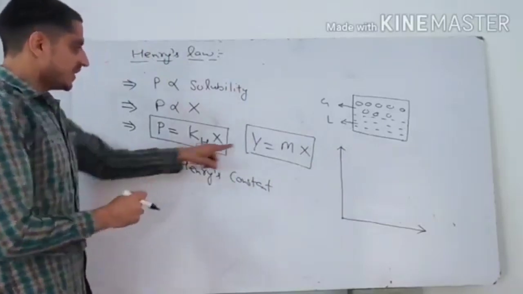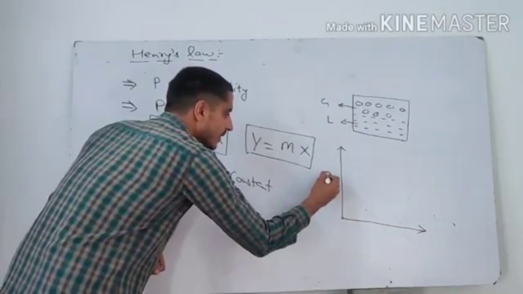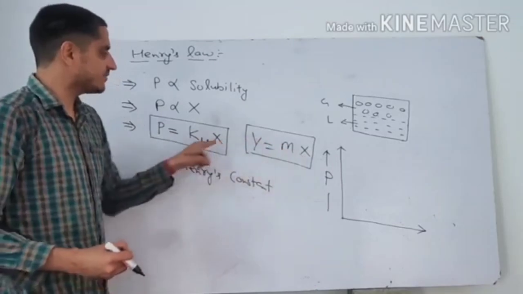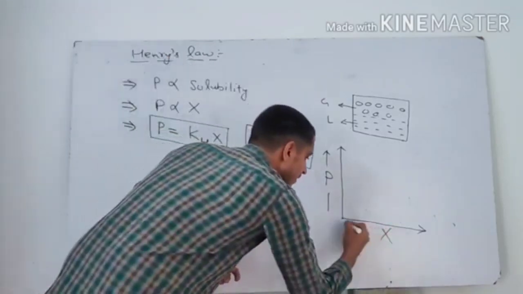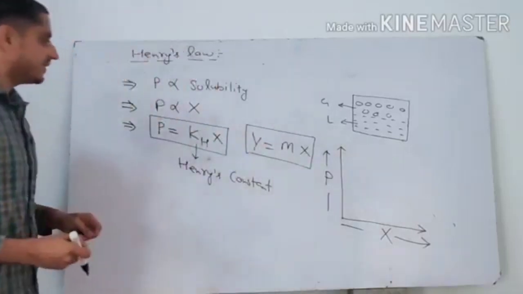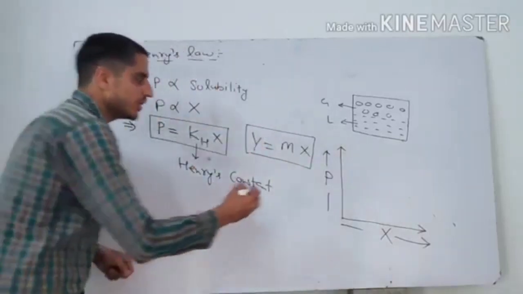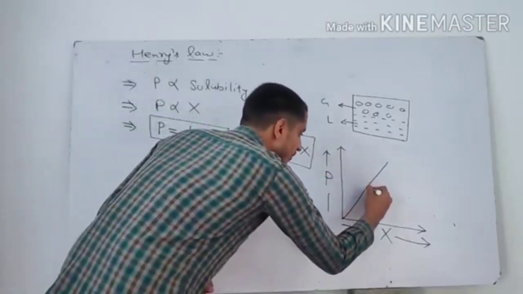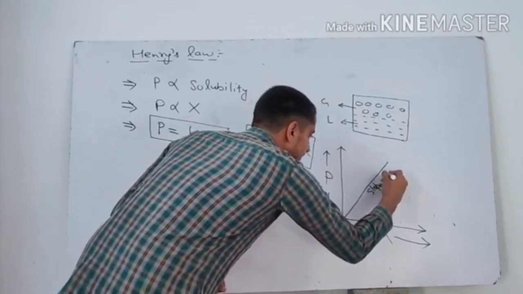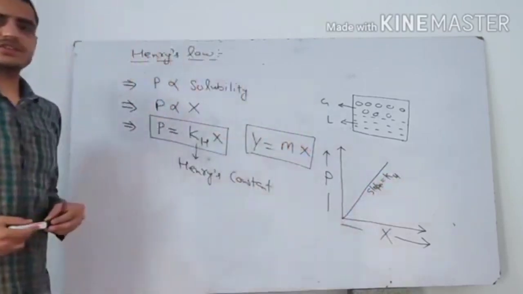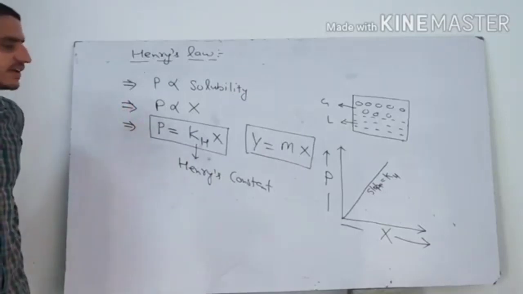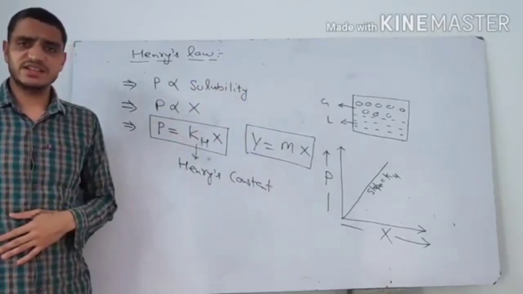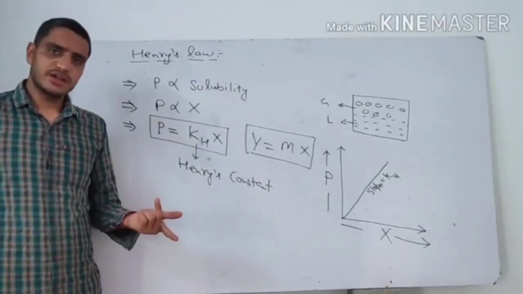In place of y, on the y-axis we will write partial pressure. On the x-axis we will write mole fraction, and Kh, which is m, means slope. So the slope is given by Kh. So this was Henry's law, which studied the solubility of a gas in liquid.